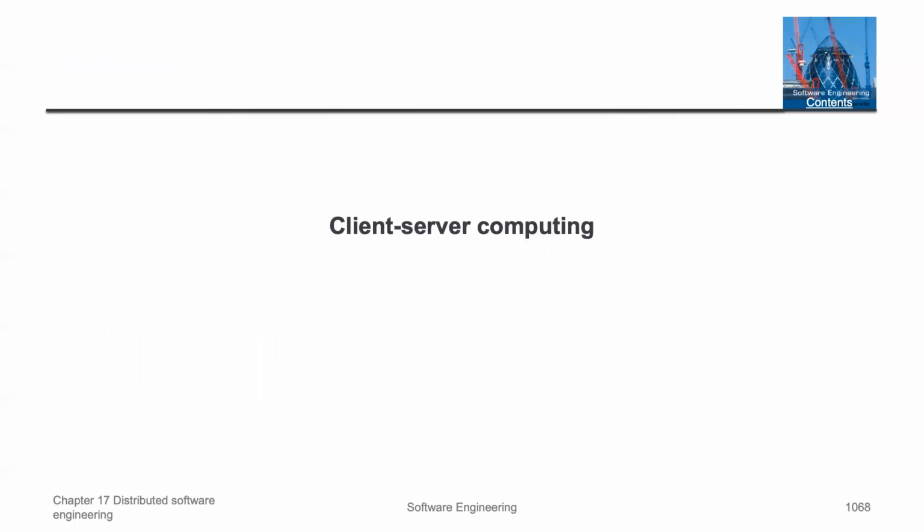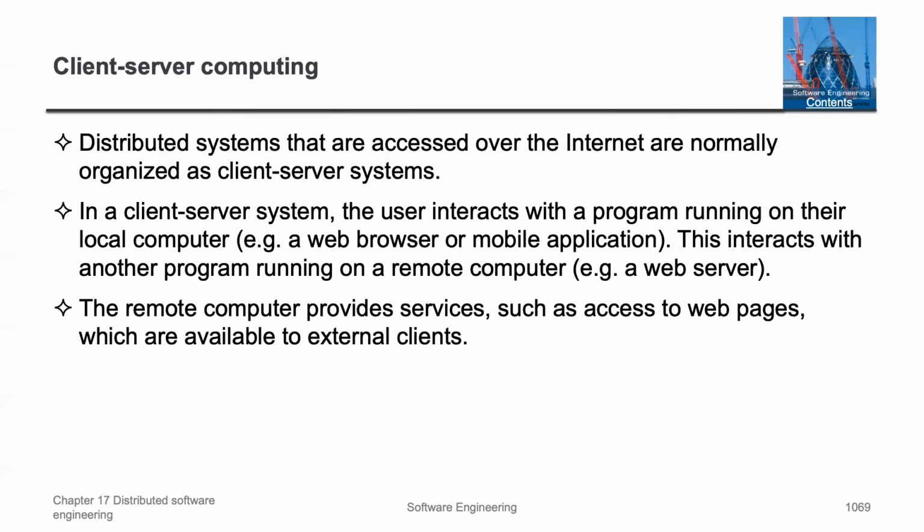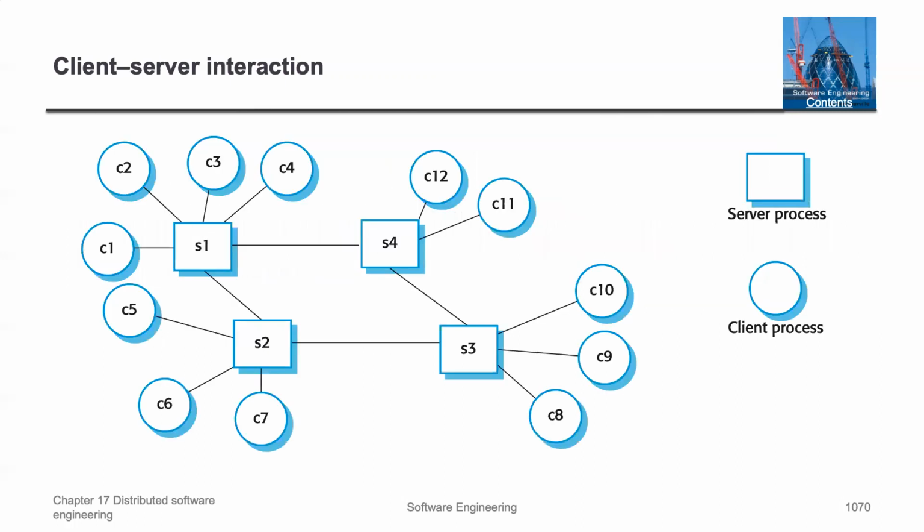Now let's talk about client-server computing. Distributed systems that are accessed over the internet are normally organized as client-server systems. In a client-server system, the user interacts with a program running on their local computer, like a web browser or mobile application. This interacts with another program running on a remote computer, for example, a web server. The remote computer provides services such as access to web pages, which are available to external clients.